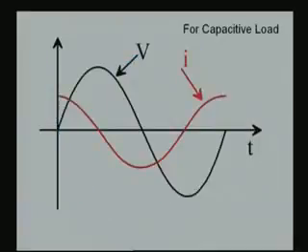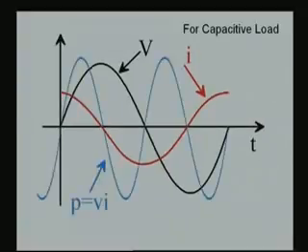Now, consider the capacitive load. We saw this waveform previously. Again we are going to apply the same process as we did for the resistive case and the inductive case. So, we are going to multiply the voltage waveform in black and the current waveform in red. What do you get? You get the power waveform.